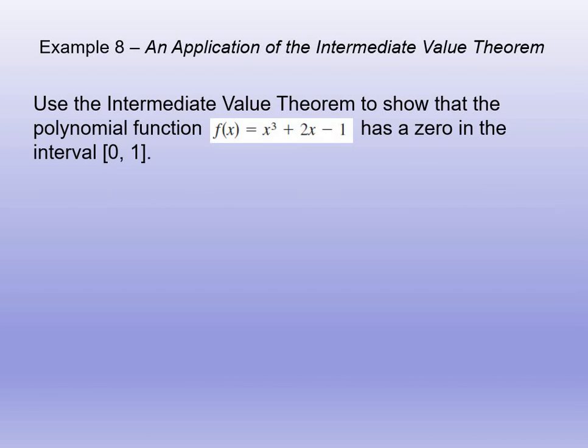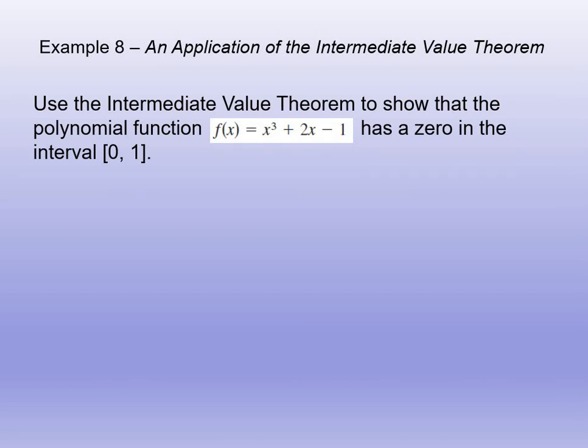If f of a is positive and f of b is positive, there's no 0 on that interval, right? Because the sign didn't change. If f of a is negative and f of b is negative, the sign didn't change, there's no 0. So we're looking for the sign to change.